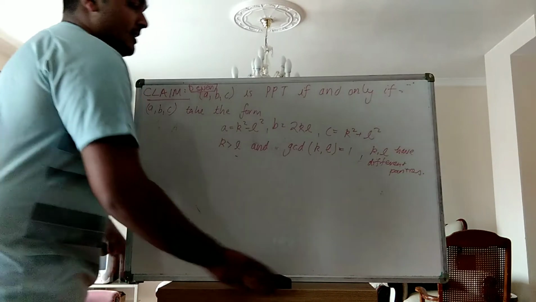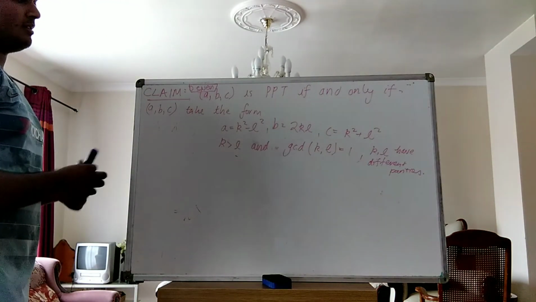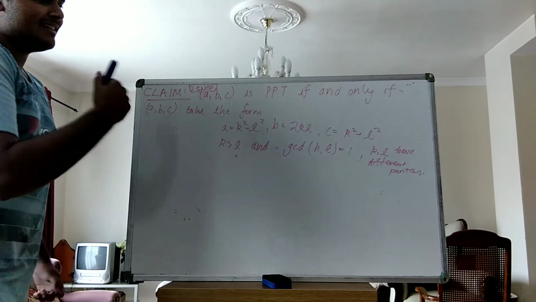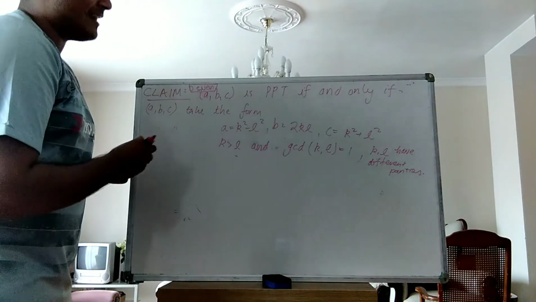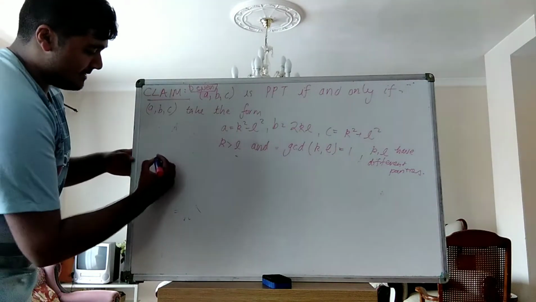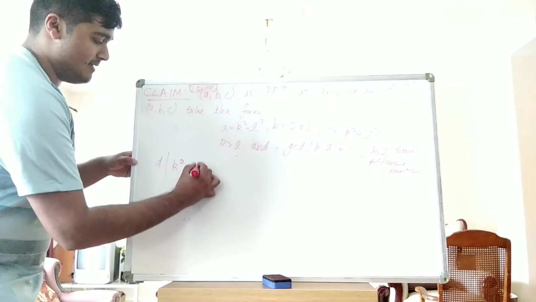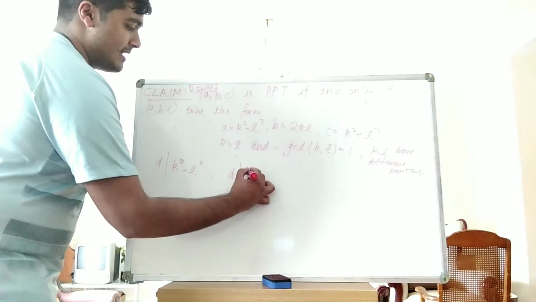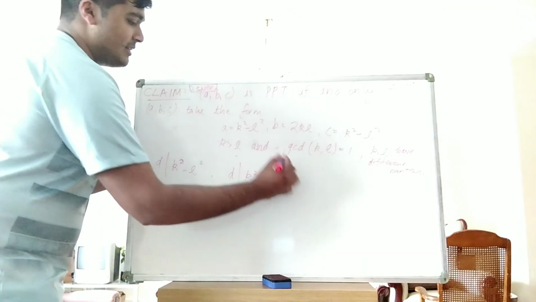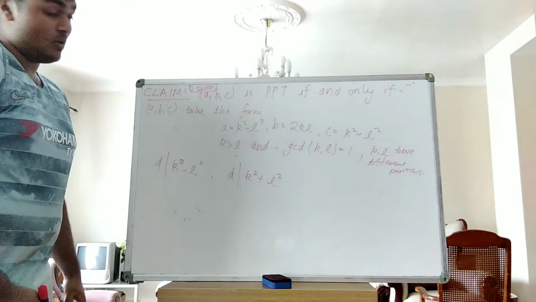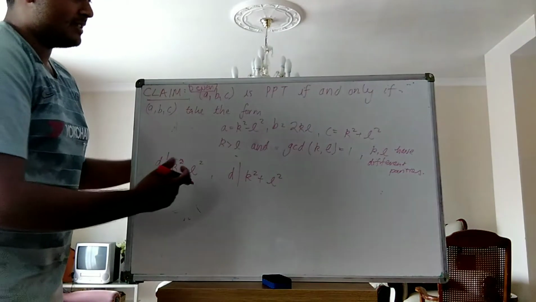Okay, and to do that I'm going to show that A and C share no factors. So obviously if A and C share no factors, then A, B and C certainly share no factors. Okay, so let D divide K squared minus L squared, and D divide K squared plus L squared. So we're going to show that D must be 1. Okay, like we've done with the other arguments.